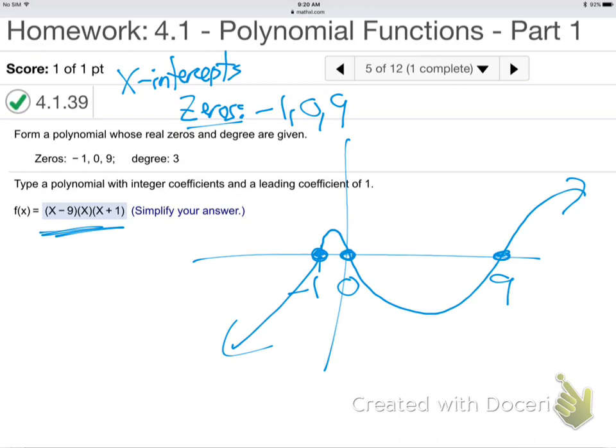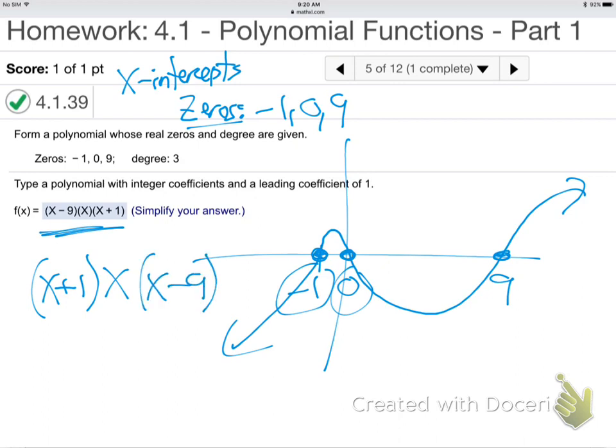So basically, you see how it works. You just take the opposite of each of these numbers, don't you? The order doesn't matter. I'll do the opposite of negative 1 first. So that'd be x plus 1. And then this would be just x minus 0, if you want. And then x minus 9. That's the function. Why is that the case?